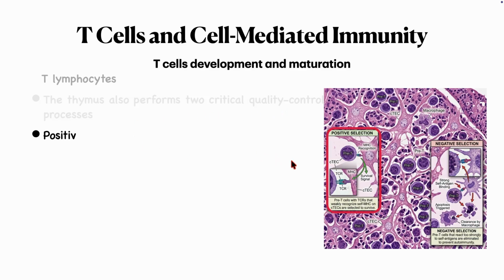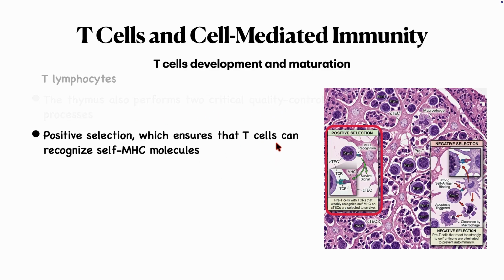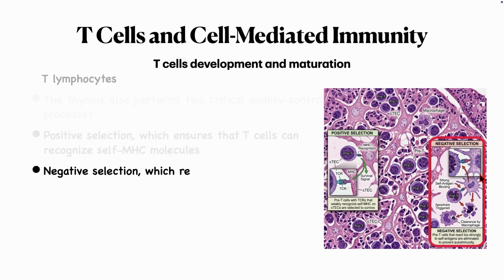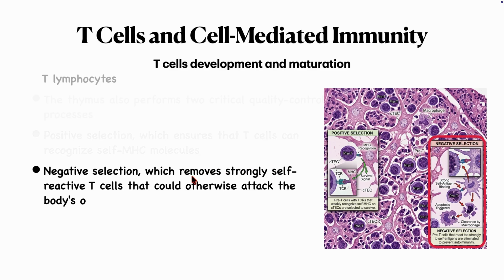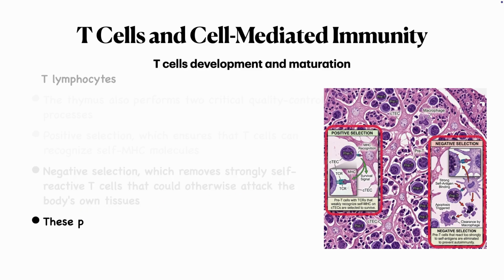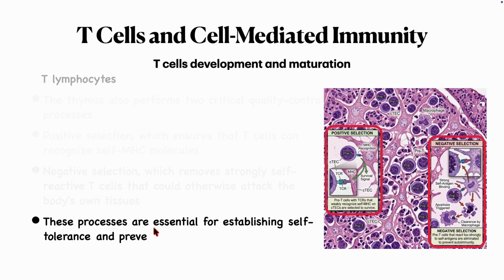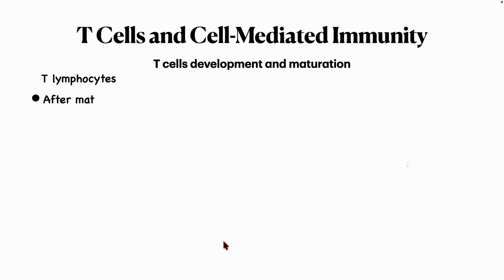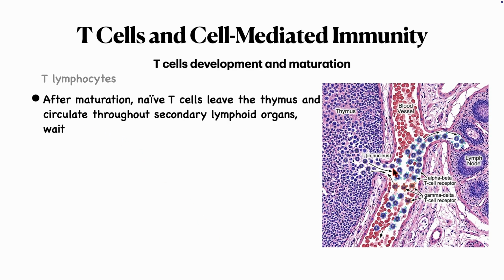The first is positive selection, which ensures that T cells can recognize self-MHC molecules. The second is negative selection, which removes strongly self-reactive T cells that could otherwise attack the body's own tissues. These processes are essential for establishing self-tolerance and preventing autoimmune diseases. After maturation, naive T cells leave the thymus and circulate throughout secondary lymphoid organs, waiting to encounter their specific antigen.